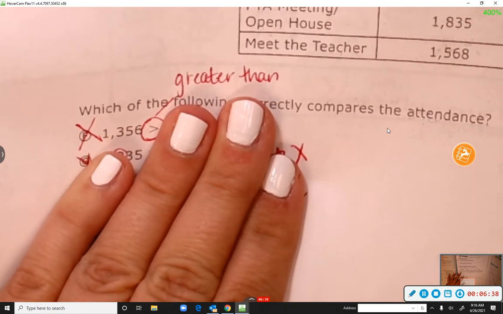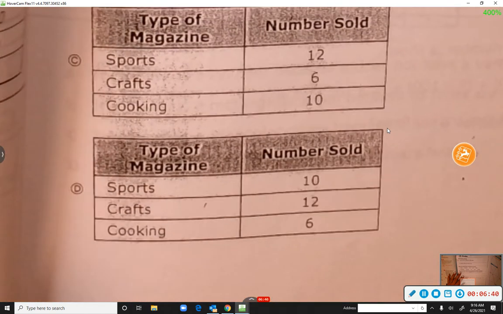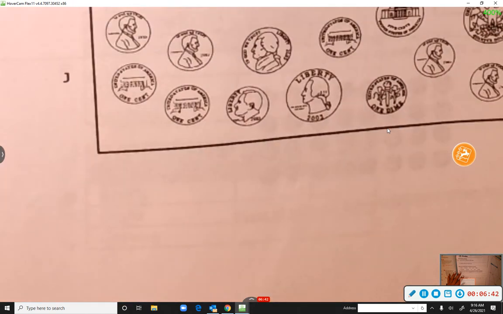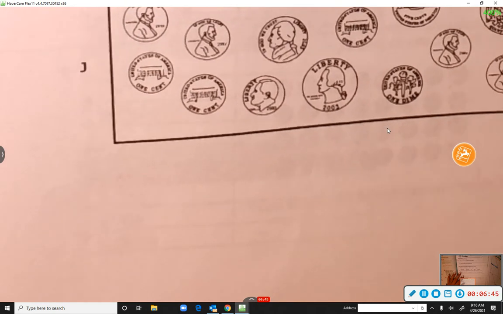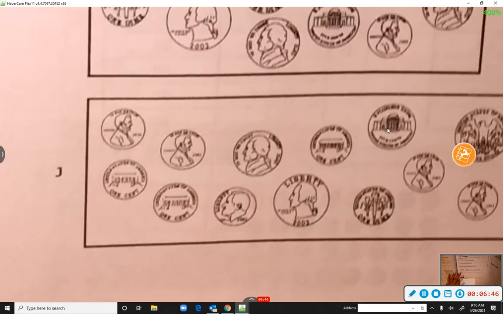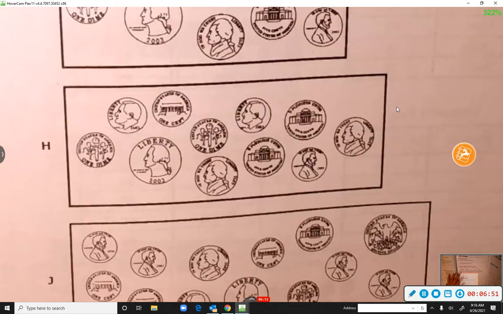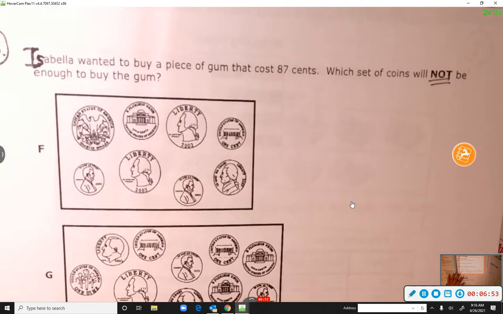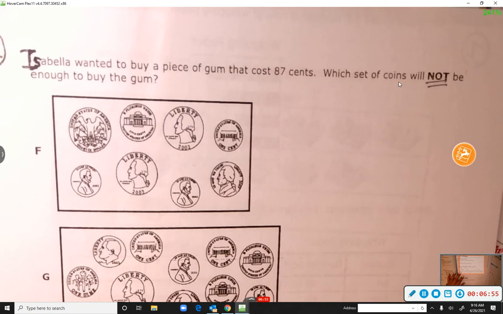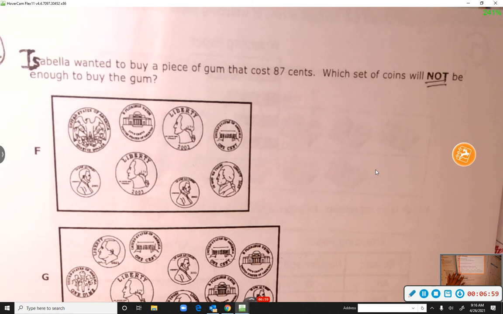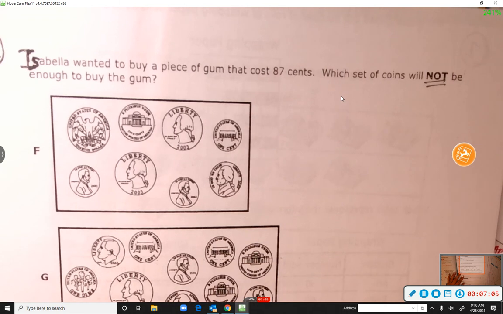Another question we had was number 6. Oh, that's easy. I got that one. Okay, I'm not going over that one. That's money. If there's a question on a specific coin, then we can look at that. But this one, you had to make sure that you were choosing the set of coins that will not be enough to buy the gum. Well, if the gum is 87 cents, the one that won't be enough would have to be what?